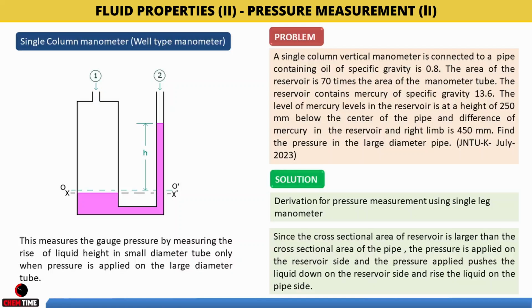The mercury level in the reservoir is at a height of 250 mm below the center of the pipe, and the difference of mercury in the reservoir and the right limb is 450 mm. Find the pressure in the large diameter pipe. Now, when we solve problems related to the manometer, the fundamental principle that needs to be understood is the pressure is the same at all points in the same horizontal level within a homogeneous incompressible fluid.